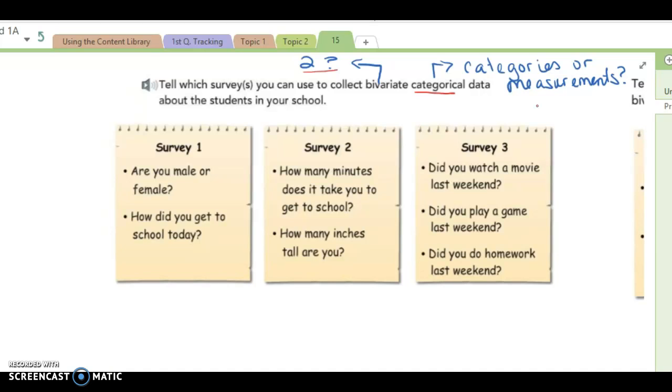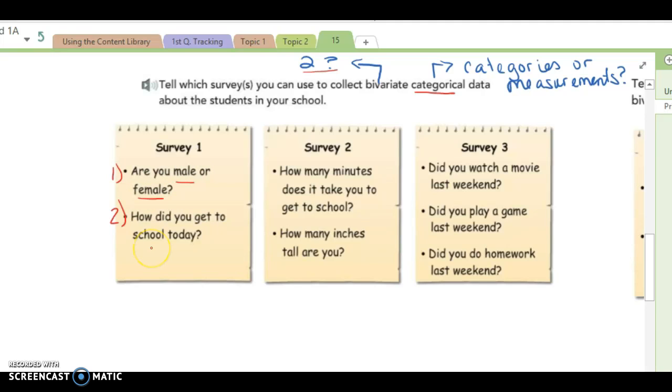So the first survey says, first of all, there are two questions. So 1, 2, that makes it bivariate, two questions. So survey question number 1 says, are you male or female? So your answer is going to be a word, male or female. It is not going to be any sort of number or measurement.